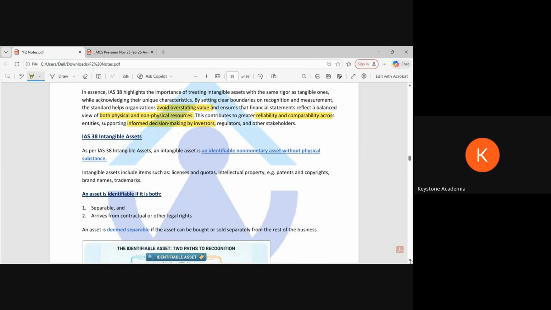So what is IAS 38? It is an intangible asset: an identifiable non-monetary asset without a physical substance. What does it include? Licenses, quotas, intellectual property, patents, copyright, brand name, trademarks.